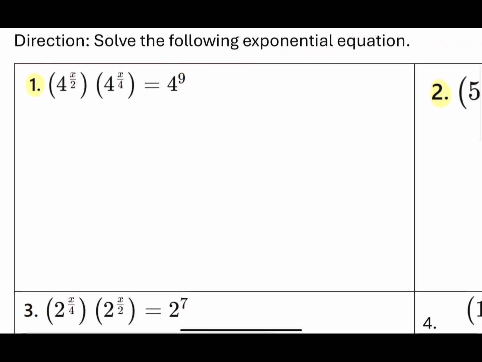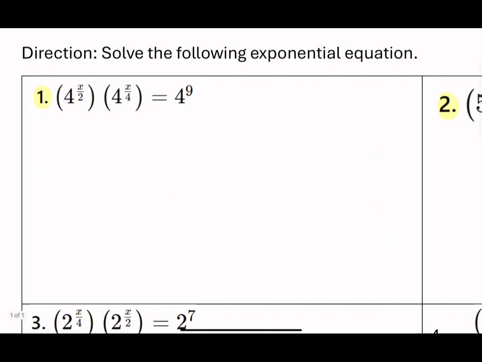So for number 1, it says here 4 raised to x over 2 times 4 raised to x over 4 is equal to 4 raised to 9. The first thing that we have to do is to apply properties of exponents. We have to make sure that the left and right side of the equation has the same base.